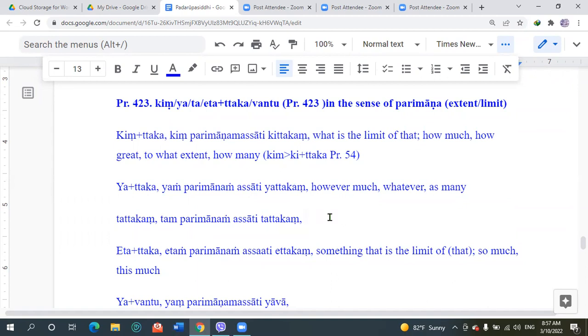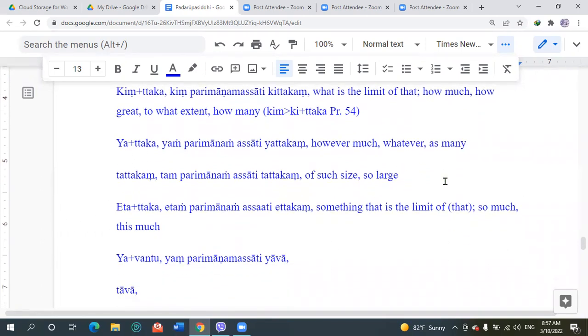And they translate: of such size. Of such size, so long, just the time. So long. Of such size. The PDS translates it as so large, of such size, of such so large. Okay, I think it does not cover all the meanings of Taddhitakaṇḍa.